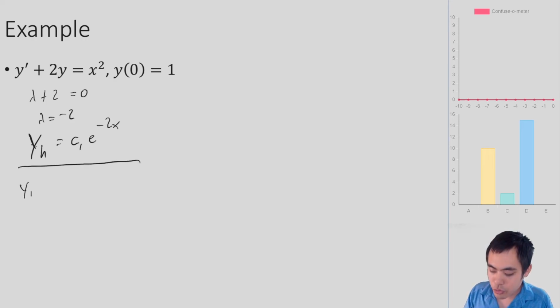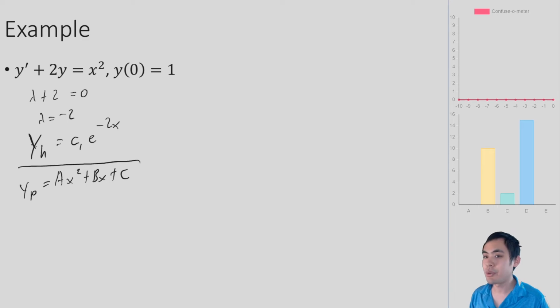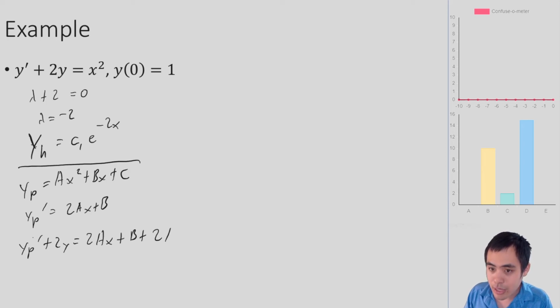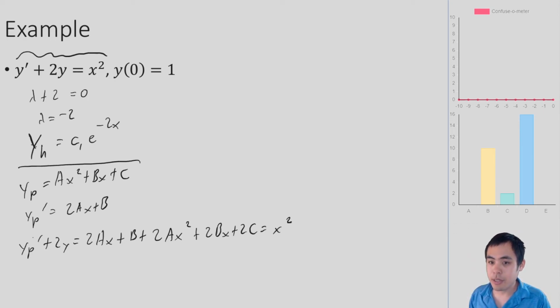And what's our particular solution? Well, our particular solution here is ax squared plus bx plus c as our guess, because we had x squared on the right-hand side. None of the terms match, so we don't need to worry about adding extra x's. And so then yp prime is equal to 2ax plus b, and when we plug these back into the original equation, you end up getting yp prime plus 2y is equal to 2ax plus b plus 2ax squared plus 2bx plus 2c is equal to x squared. And that's just taking this equation up here and plugging things in.